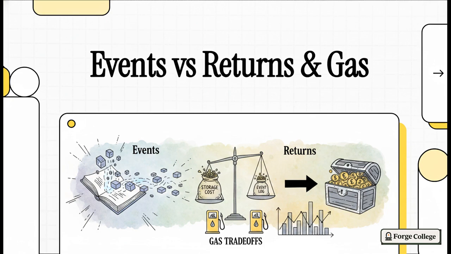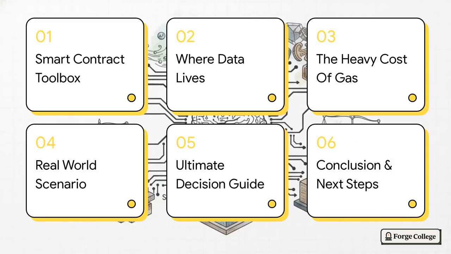Let's get into it. Here's our architectural blueprint for today's session. We're going to open up the smart contract toolbox, map out where data actually lives, calculate the heavy cost of gas, walk through a real-world scenario, and leave you with an ultimate decision guide before our conclusion and next steps.